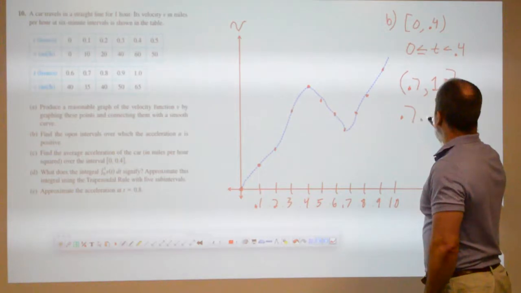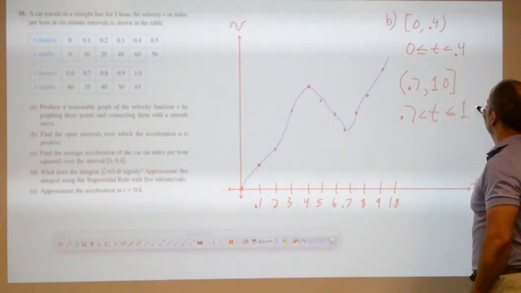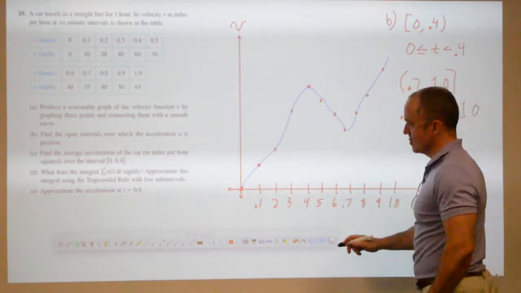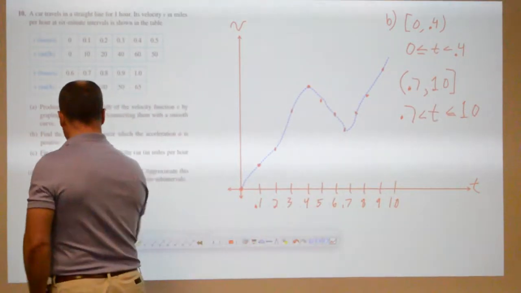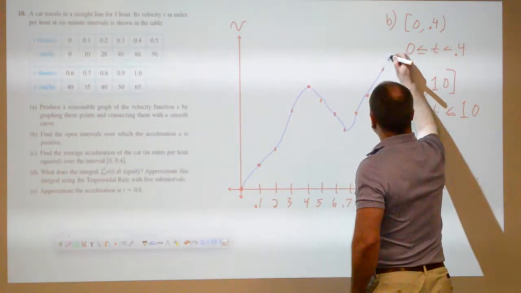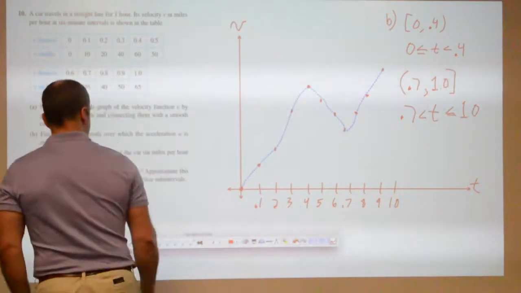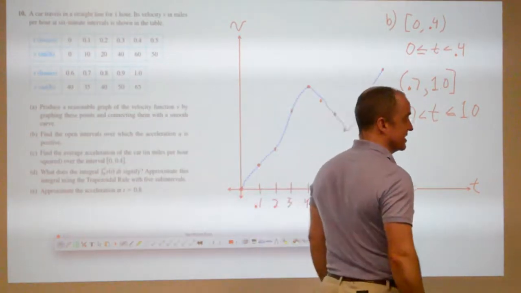We're not going to include 7 though, because I think you're supposed to think that that's a turnaround point, because it is going down. Yeah, it's 7, so it goes back up. It seems to, but keep in mind, we have no idea what happens in between these points. But based on this information, those are my guesses.